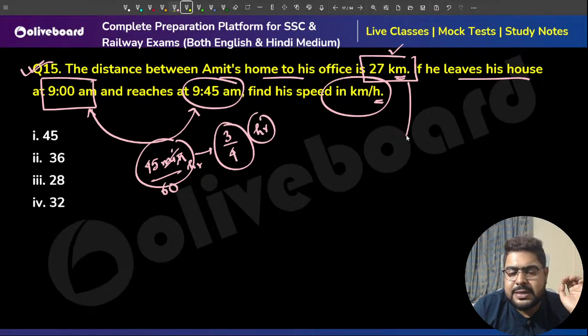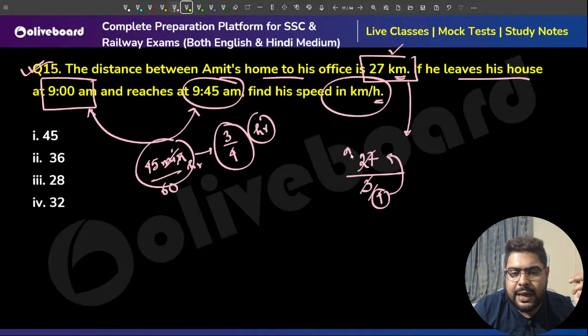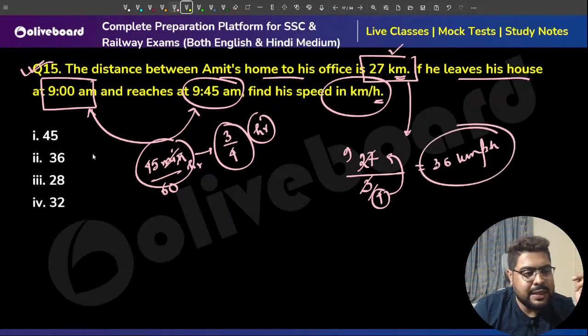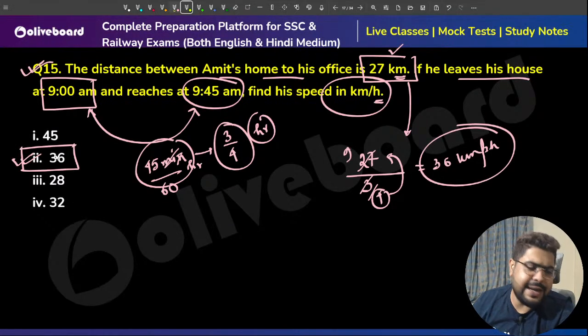I know distance, I know time. Can you find speed? Definitely, sir. Divide. This will go that way. 36 kilometer per hour, sir. 36 is option number 2. Very simple question. Very simple.